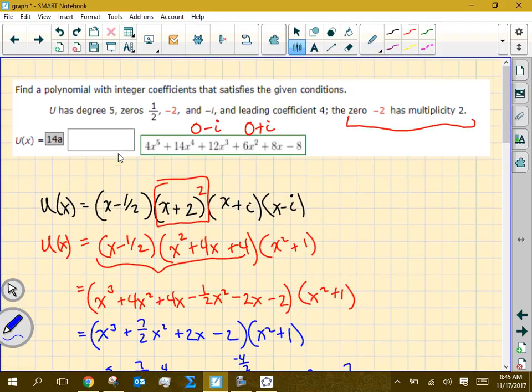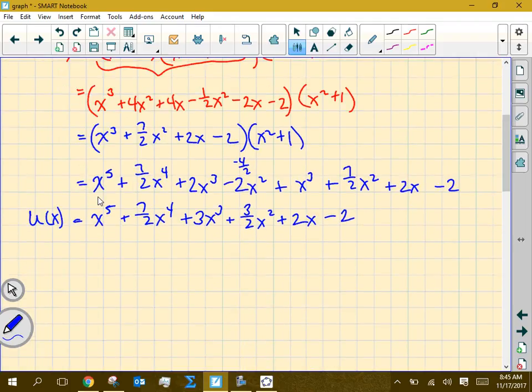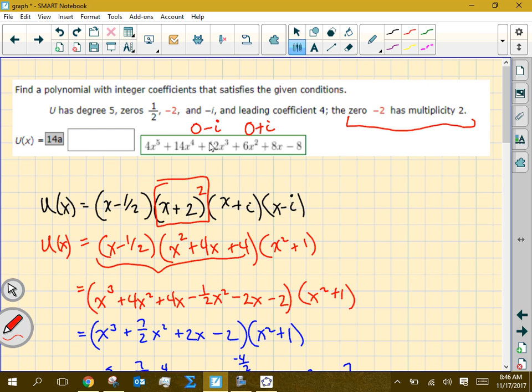And I don't know that there says degree 5, leading coefficient. Okay. There, I glazed over that. The leading coefficient needs to be 4, right? So I come down here, leading coefficient. That number right there is a 1. How do I make that number a 4? Multiply by 4. So I multiply by 4: 4x to the fifth. This is going to be then, what, 14x to the fourth. That's going to be plus 12x cubed plus 6x squared plus 8x minus 8. And that does end up matching with what they asked me for.